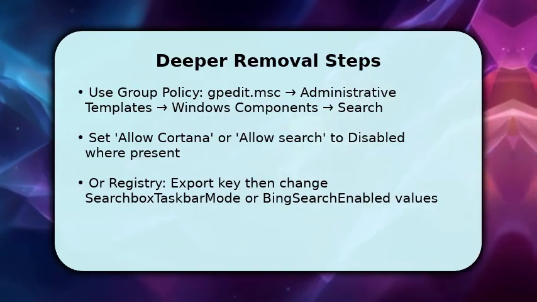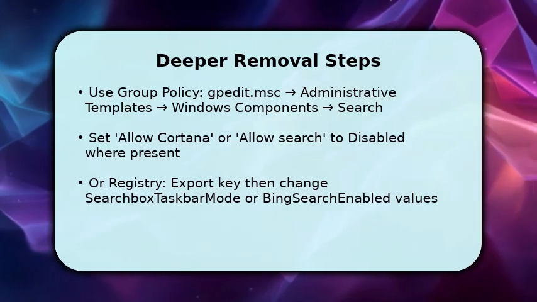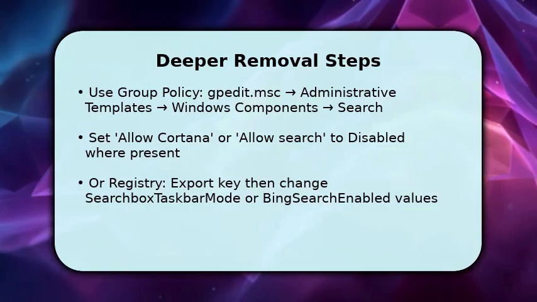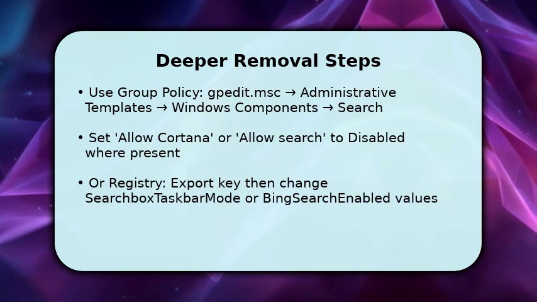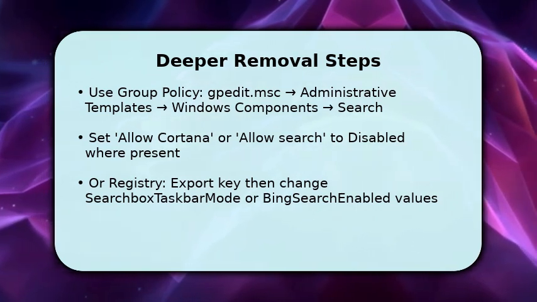Once done, if Group Policy isn't available, open Regedit, export the search key first. Then change SearchboxTaskbarMode to 0 and BingSearchEnabled to 0 to stop web integration. Make sure to save and close tools before restarting Explorer so changes apply clean.